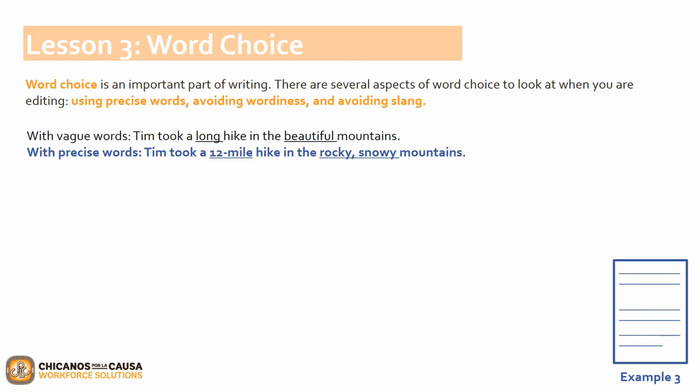For example, a sentence with vague words would say, "Tim took a long hike in the beautiful mountains." The way you would write this sentence with precise words would be, "Tim took a 12-mile hike in the rocky, snowy mountains." It is also helpful if you write concisely and avoid wordiness. Being brief helps the reader focus on your message.